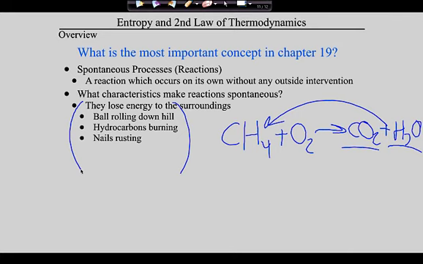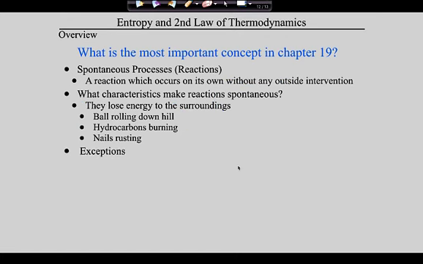Now let's be clear. Can we undo these things? Oh, baby. It takes a lot of work. So these are irreversible. They can go the other way, but they don't do it through the same path. So these are irreversible. But what else are they? They're spontaneous. And guess what? That is not an accident. That is the next thing in your notes.